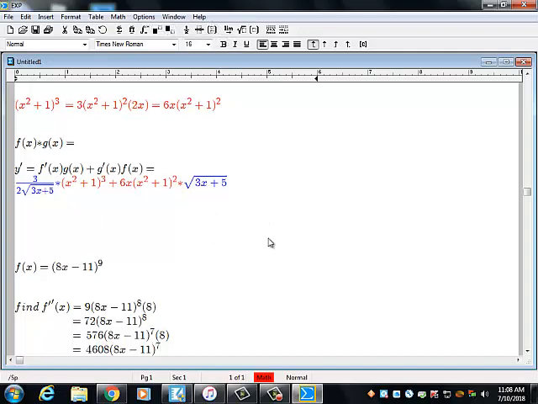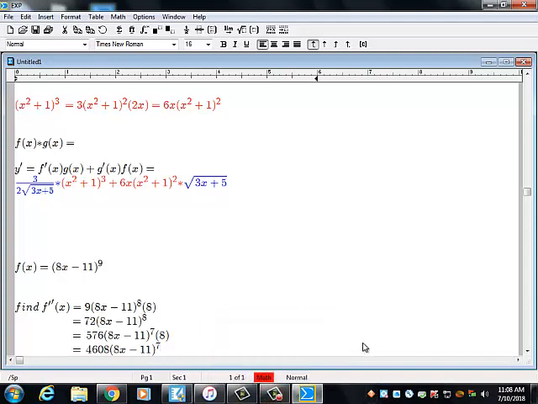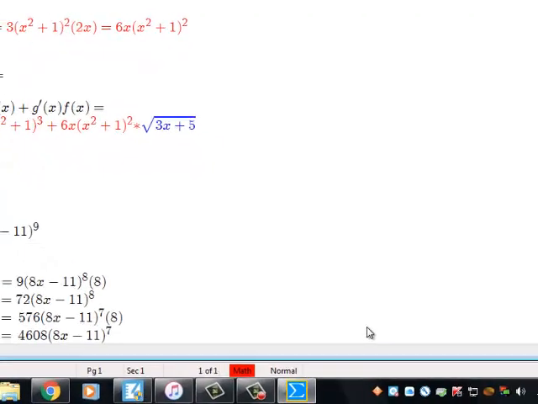Okay. And with that, I'll stop the video here. This details product rule, chain rule. Didn't do the quotient rule, but that's important as well.